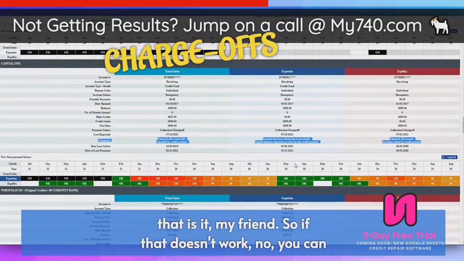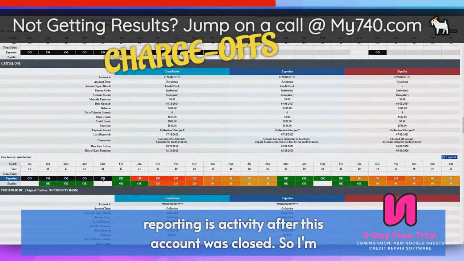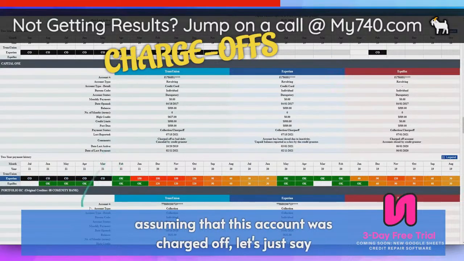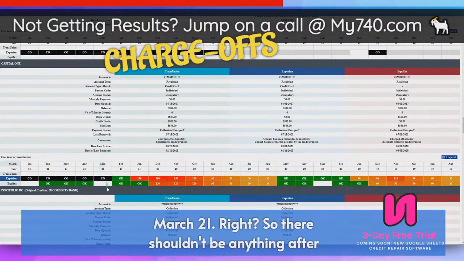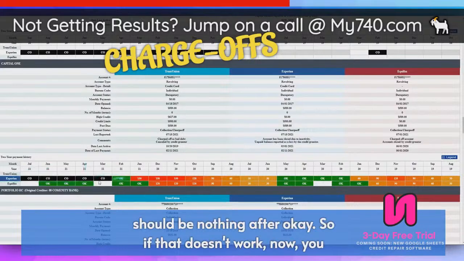So if that doesn't work, now you can go over here and you can say that they have activity reporting after this account was closed. So I'm assuming that this account was charged off, let's just say March 21, right? So there shouldn't be anything after this. It shouldn't say okay. It shouldn't say charged off. There should be nothing after, okay?